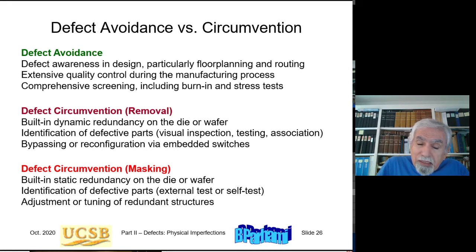Generally speaking, static redundancy requires higher levels of redundancy. So it's more expensive in terms of circuit costs and also in terms of power consumption. Sometimes we do some adjustment of the redundant structures once we detect the defects, but this is optional, it's not required. The system can continue operation with the defective parts because there is enough redundancy to nullify the effect of those defective parts. Now, given that removal of defects implies lower redundancy and therefore lower circuit costs and lower energy costs, these methods are more popular in integrated circuits.